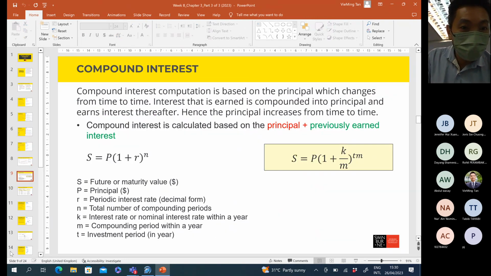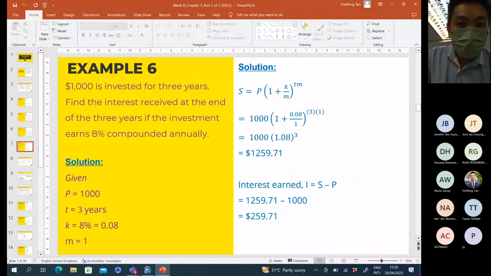Okay, so now I go back to the front example. This example again. Let's try to use that formula to calculate the accumulated amount at the end of year 3 and then calculate the interest earned within these 3 years. So the S value is equal to P, 1,000, which is the initial investment. K is the annual rate. Annual rate is how many percent? 8%. K is from this sentence, 8%.